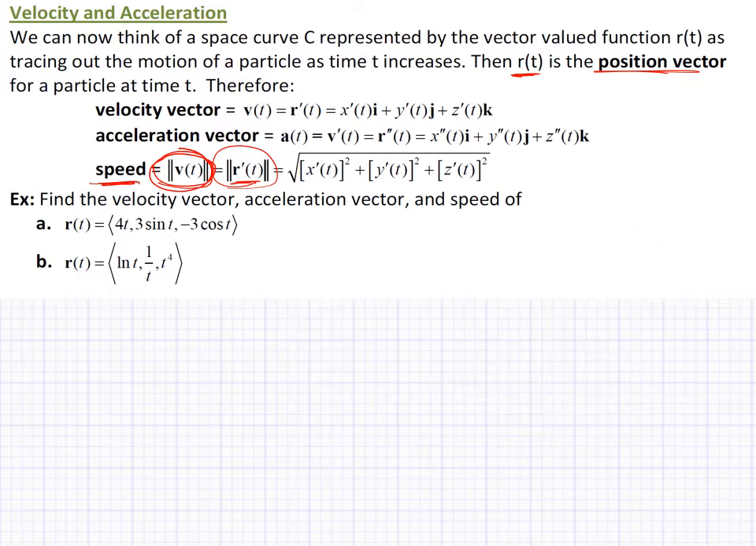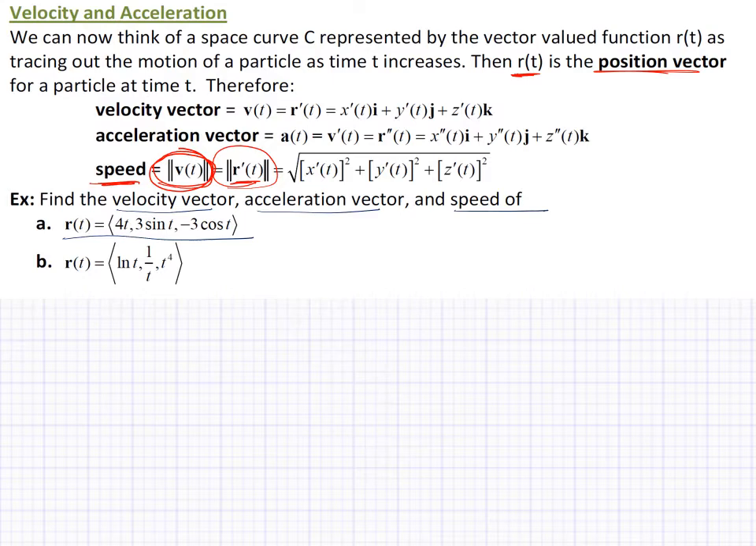All right, so here we go. Here's a very simple question. Find the velocity, acceleration, and speed for a given function in vector valued notation. So velocity as a vector, acceleration as a vector, speed as a value, essentially.